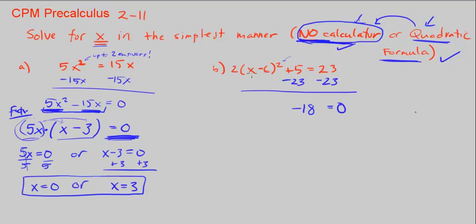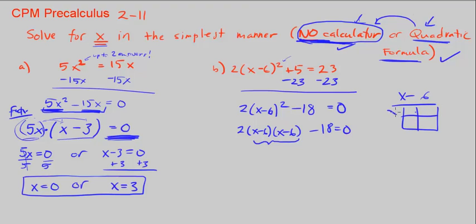And 2 times (x - 6)² stays the way it is. Okay? So now let's go ahead and distribute (x - 6)². So that's going to make it 2(x - 6)(x - 6), right? Because this is squared. We still have the minus 18 equals 0. Let's distribute (x - 6) times (x - 6).